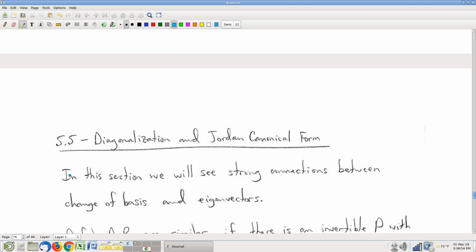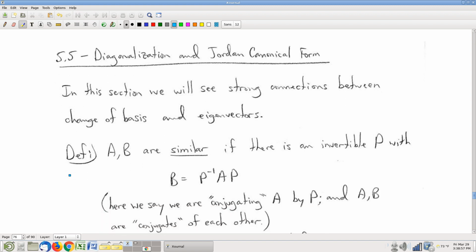So, diving right in, starting with a definition, I'm going to define this word called similar, what it means for two matrices to be similar. Two matrices, A and B. We say that they are similar if we can come up with some invertible matrix P that allows B to be computed as P inverse A P, which is a weird little formula, right? But that's the definition we're going to work with.